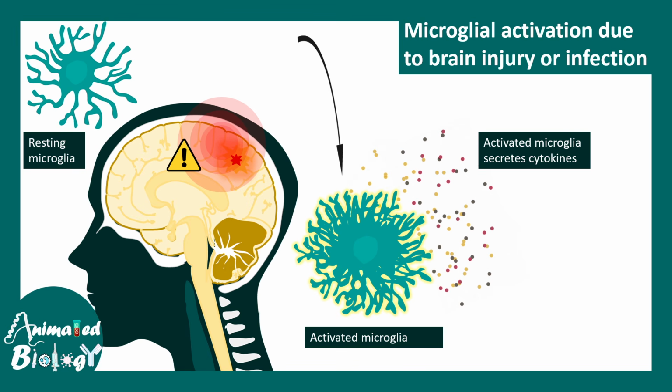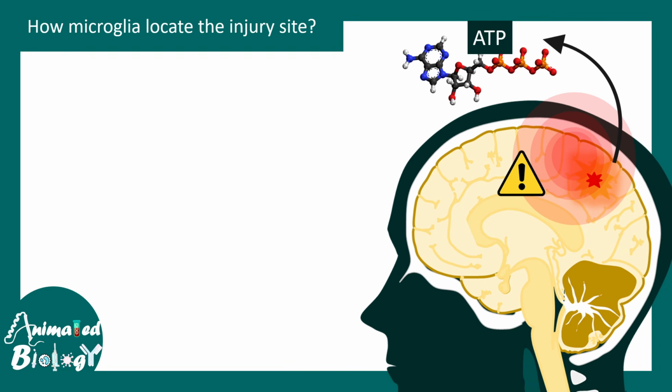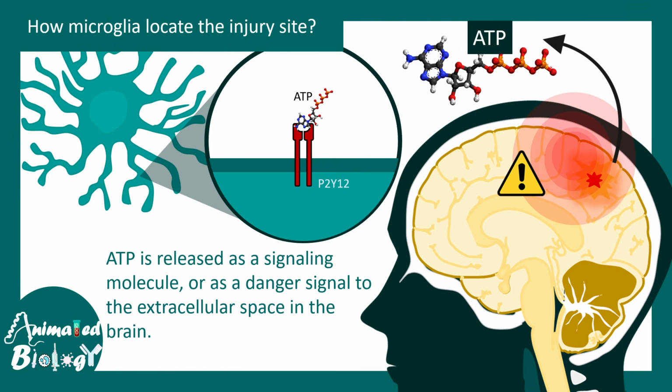Many of these cytokines are pro-inflammatory, which has strong implications in neuroinflammation. They also attract other inflammatory cells, or cells of the immune system, like T cells. So microglia trigger T cell infiltration in the brain, and that is a key cause of many diseases. But the question is, how does microglia locate the injury site? It turns out that ATP leaks out from the injury site, and microglia possess specific receptors known as purinergic receptors that can sense ATP, which helps the microglia to locate the injury site.